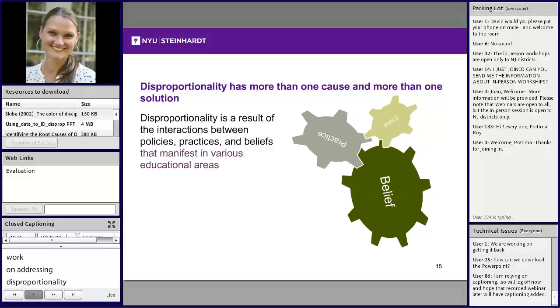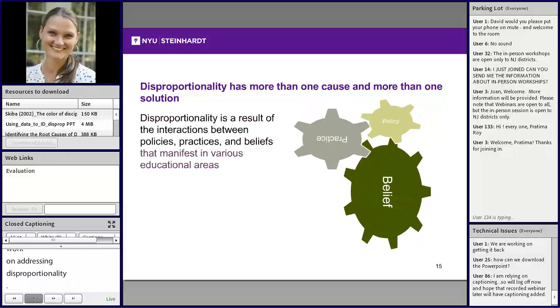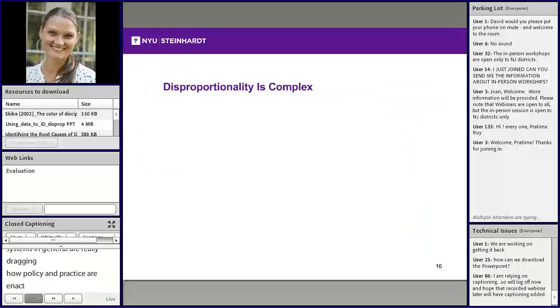And as you can see, and again, this will come up in future webinars, but we believe that beliefs are one of the central practitioner beliefs, and school systems in general are really driving how policy and practice are enacted. This is something we have to really think about when we're trying to address disproportionality: we can't just focus on one person, one policy, one intervention or practice. We have this intersection of multiple factors that contribute to the issue.